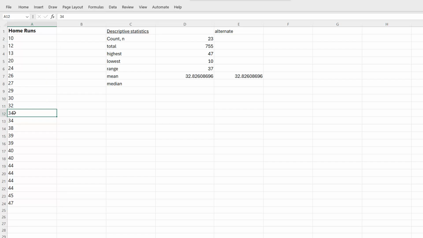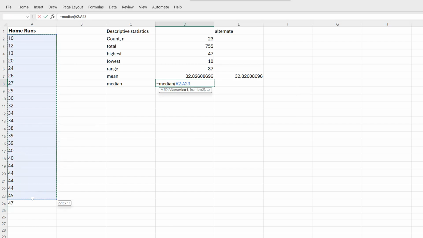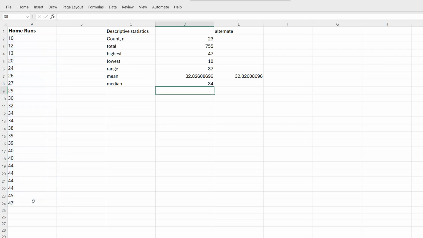So you could just look at it when you have a small data set, or thankfully Excel has a function called median. Drag all these numbers. Should be 34. And it is. Now mode is the number that occurs the most frequently in the data set.